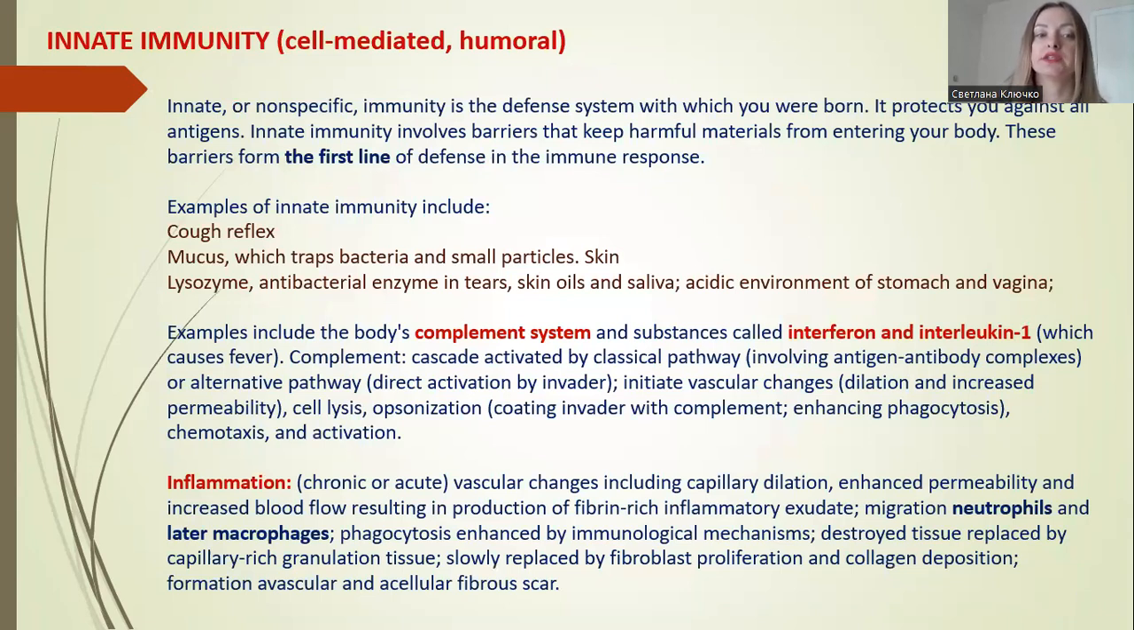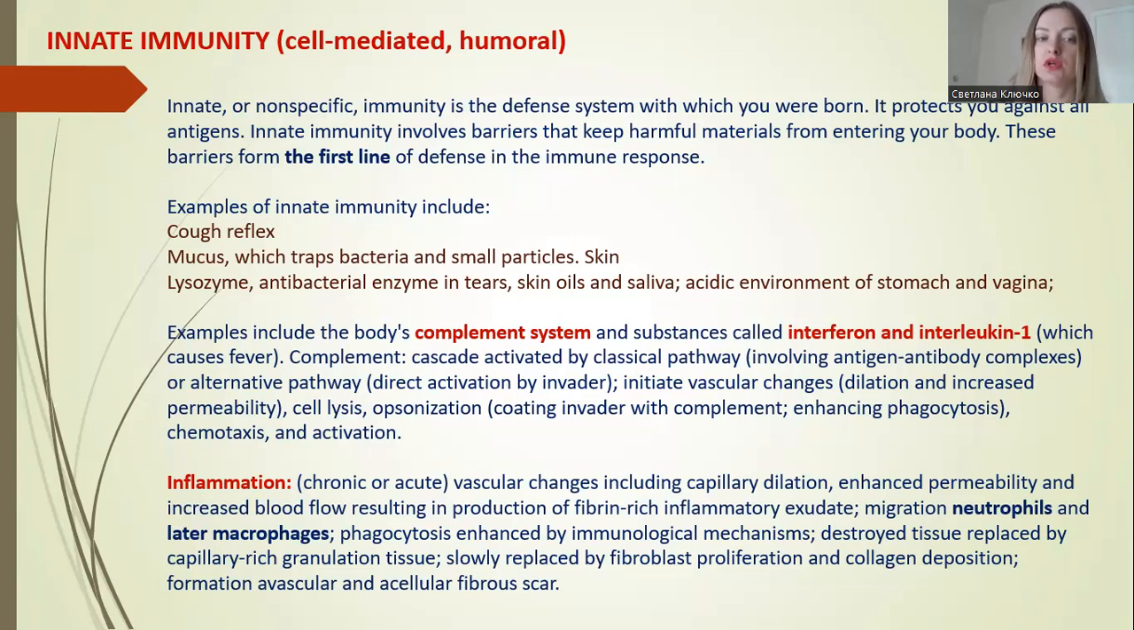Firstly, we will characterize innate immunity. It can be cell-mediated or humoral. Innate or non-specific immunity is a defense system with which you were born. It protects you against all antigens, non-specifically. Innate immunity involves barriers that keep harmful materials from entering your body. These barriers form the first line of defense in the immune response. And we say that the immune response has two stages: an early non-specific stage and a late specific stage.